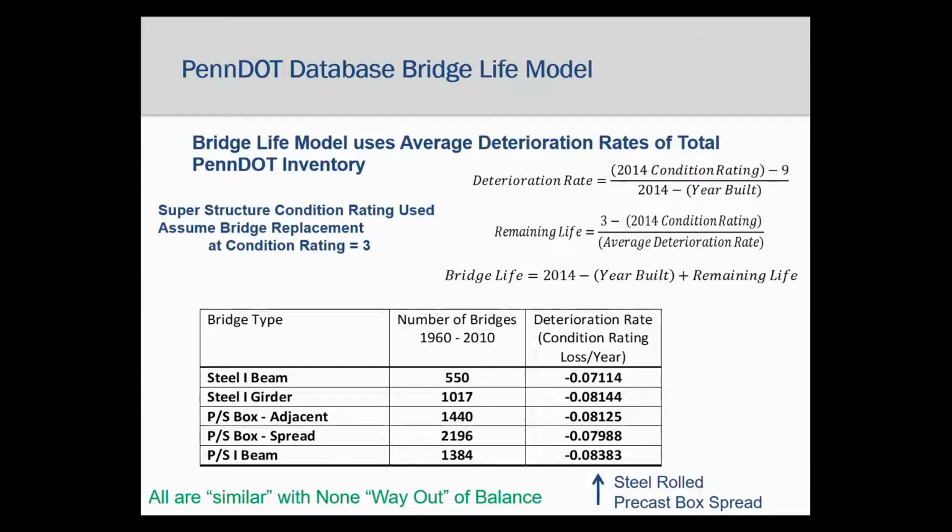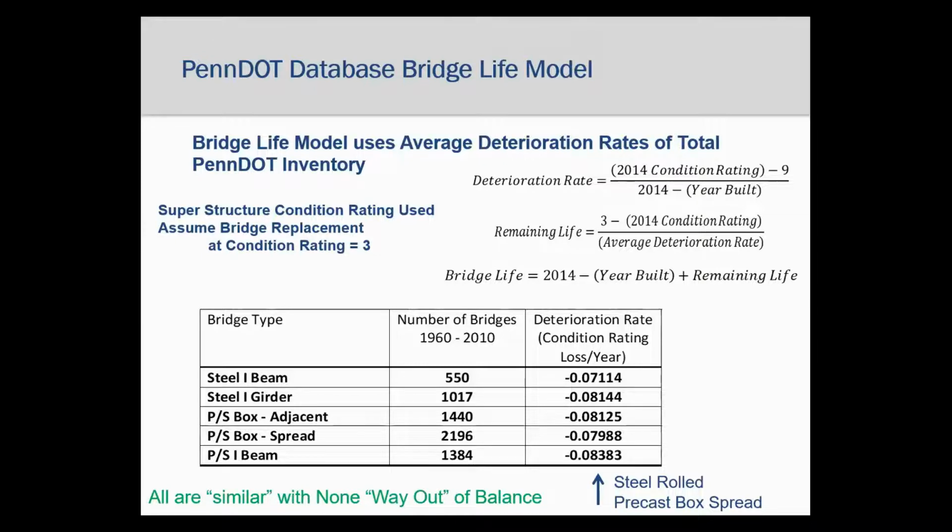All of the 1,700 bridges are still in service. So a bridge life model needed to be developed to predict when the bridge would be taken out of service or replaced. The model was based on the inspection superstructure condition rating, which varies from 0 to 9, 9 being a perfect bridge. And it was assumed that the bridge had a rating of 9 when it was built.